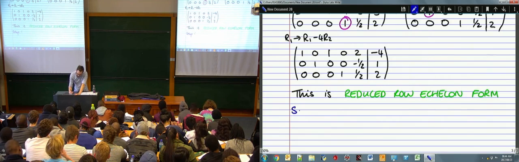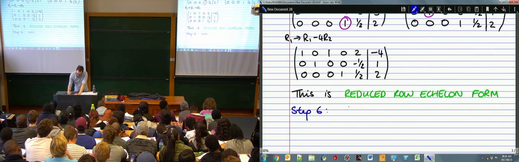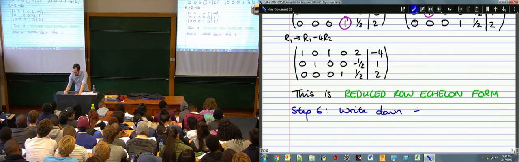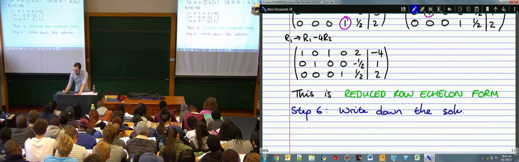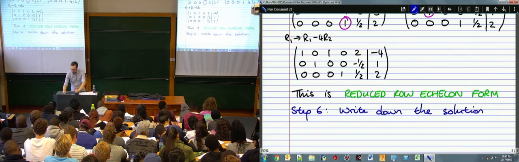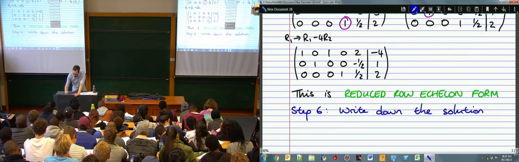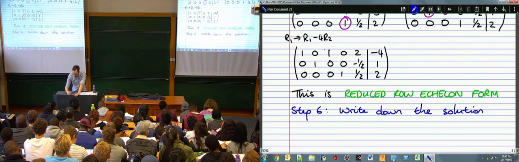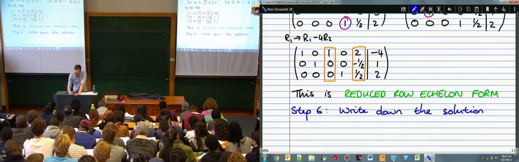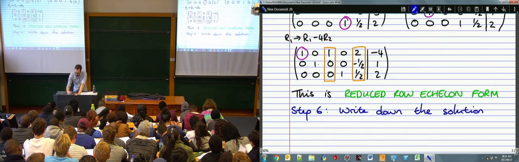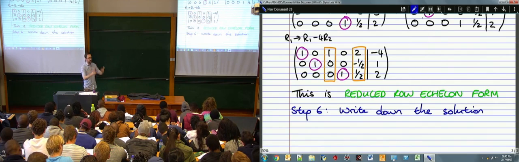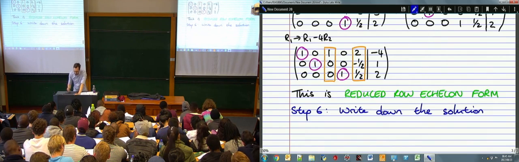So we're now on to step 6. In step 6, we can write down the solution. One thing which we have to do is look for columns with no pivots. The pivots are here, right? The columns with no pivots, you've got to introduce free variables.